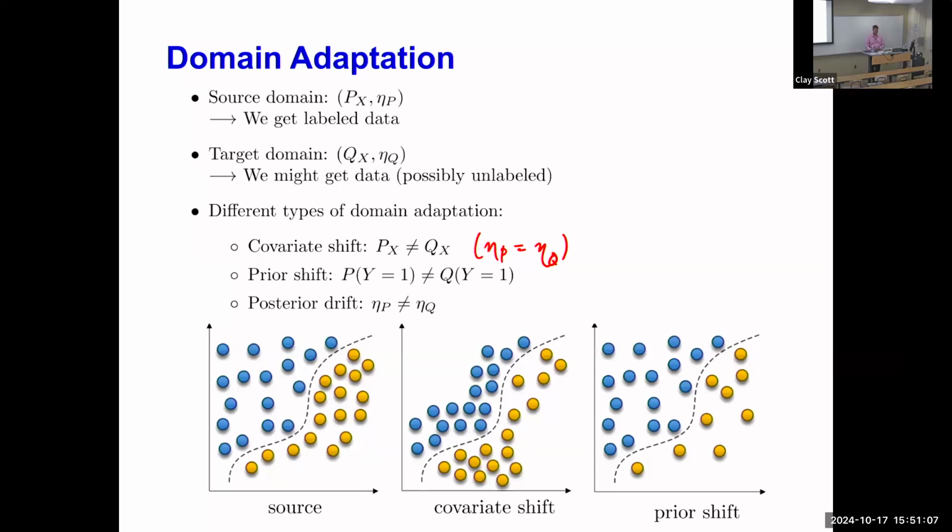Eta P here is the label noise, right? Well, here I'm talking about domain adaptation in sort of an abstract sense, but I'll connect it to label noise in a second. Yeah, so in covariate shift, the Bayes classifier doesn't change.